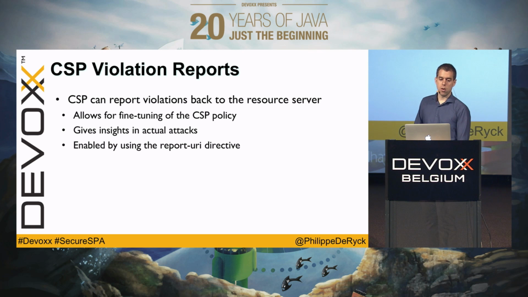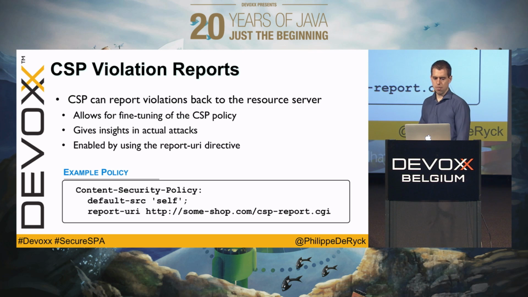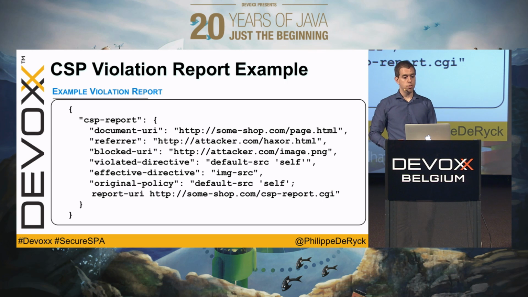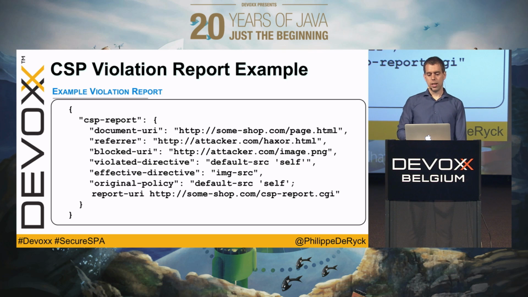You can enable this with a report-uri directive, and it looks like this. You have in your policy a report-uri. It points to a certain endpoint where the CSP report will be collected. A report contains a lot of information about what went wrong. You have the URI of the document, you have a referrer header showing where it's coming from, you have the violated directive, and you have the original policy. So by collecting these, you have a lot of information to see what actually went wrong and why it went wrong.